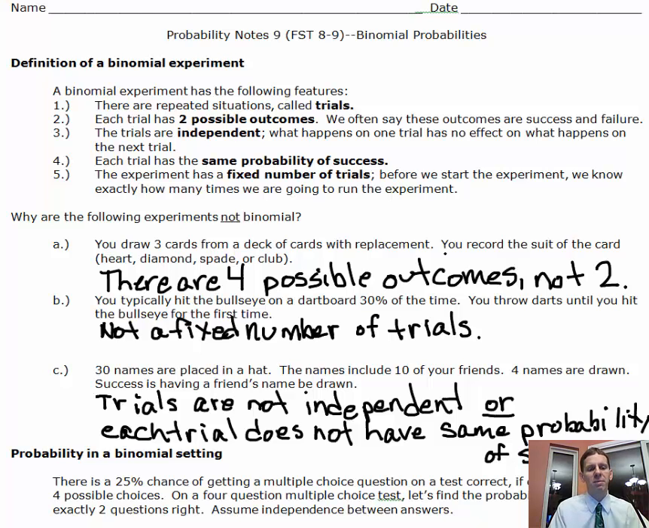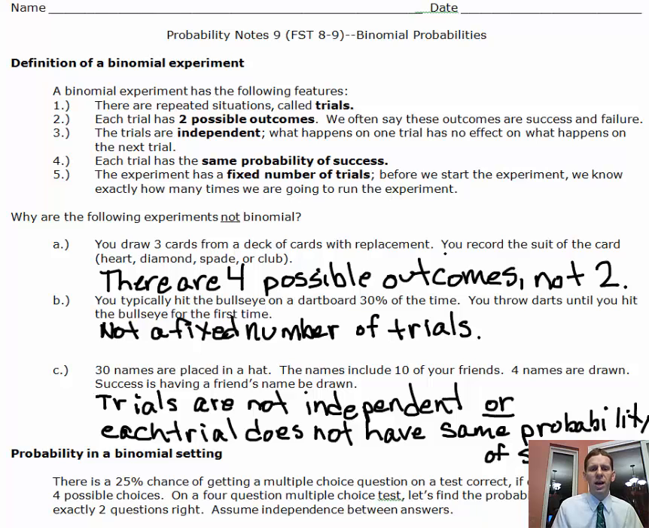In letter C, we have 30 names in a hat. 10 of those 30 names are names of your friends. 4 names are drawn. Success is having a friend's name be drawn. Here, trials are not independent. We don't have replacement, so that means if we draw your friend's name as one of the first people out of these 30, and there's 4 names to be drawn, that reduces the number of friends that you have, and it changes the probability.